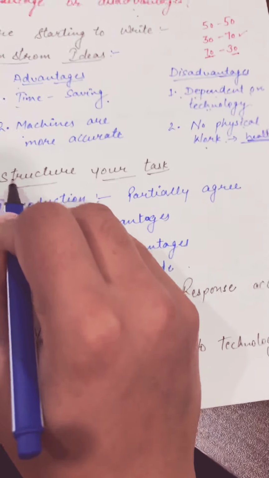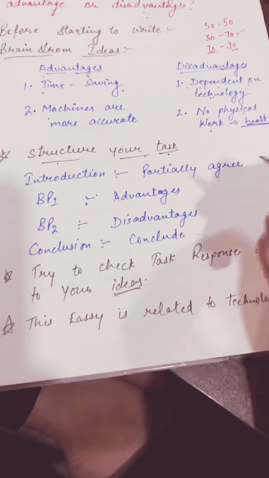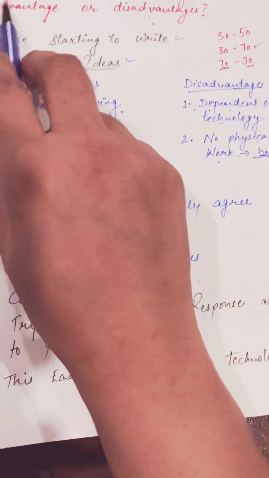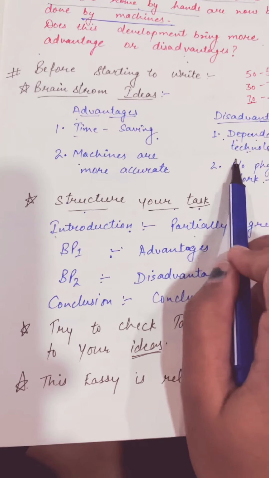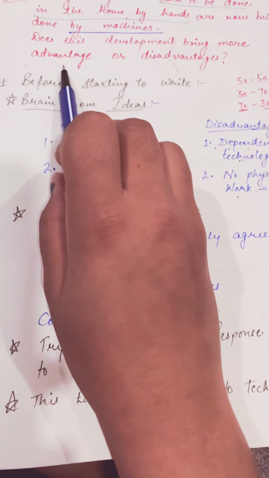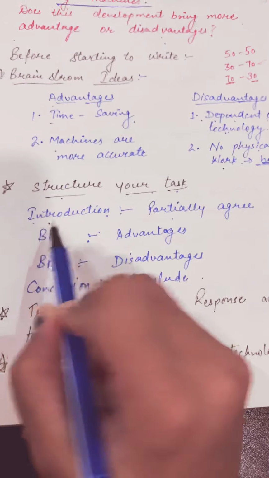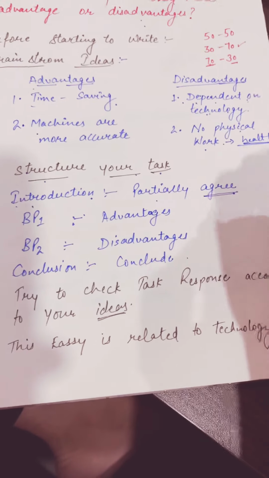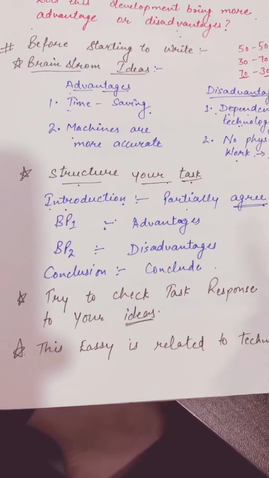So then structure your task. Okay, so it's very important to structure your task. So in the introduction, you will say that it has both advantages and disadvantages. If we are talking about both things, and if you think that it has more advantages, then you can say it has more advantages than disadvantages. Then in the introduction, we partially agree. So I have just written here partially agree, but you will write here that it has both advantages and disadvantages.